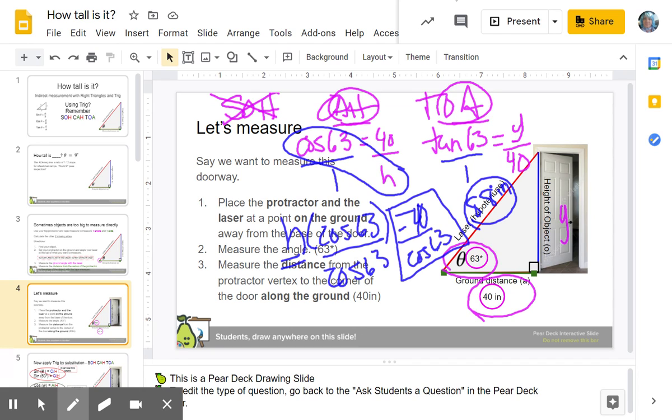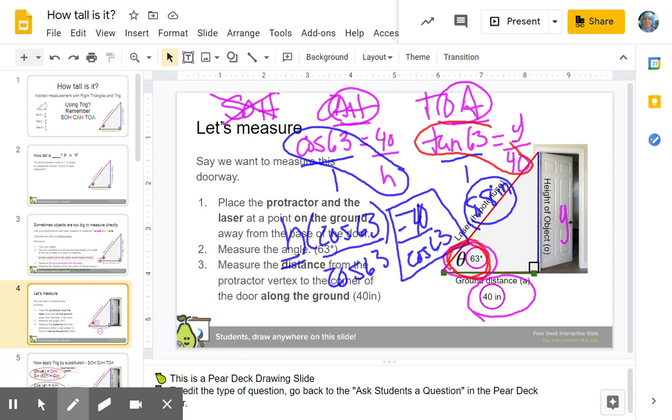Say it again, Mariah. You don't do the -1, you just do the regular. Correct. So I use the -1 if I'm looking for an angle, but here I'm given that angle. So I just use the 63 and you don't use the -1. So that's one of the changes for today.